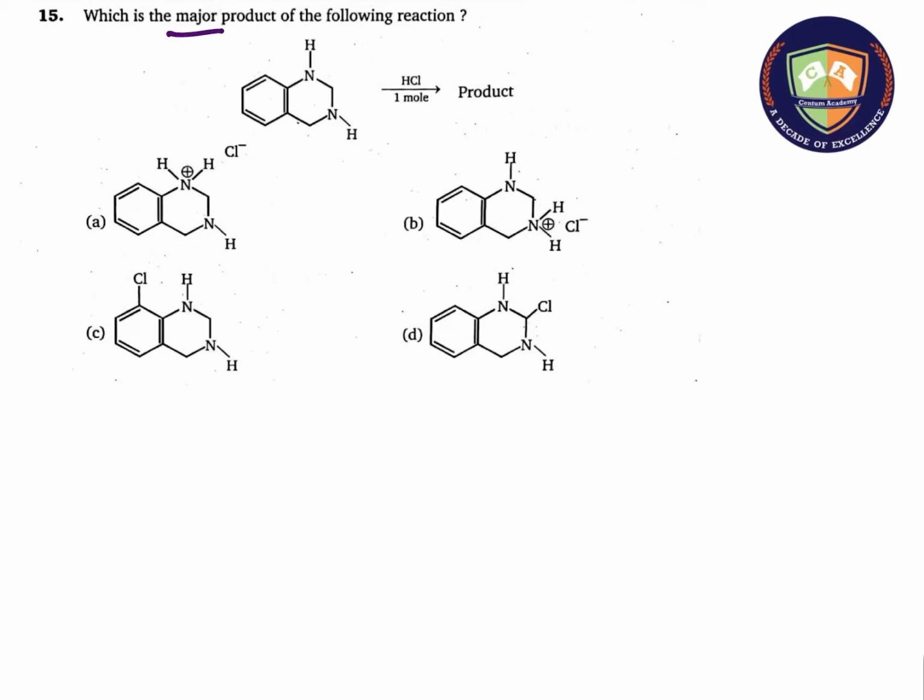In this question, we have to find the major product of the following reaction. If we see, structure A is made to react with HCl. It's a simple acid-base reaction. Structure A would act as a base and HCl here acts as an acid.